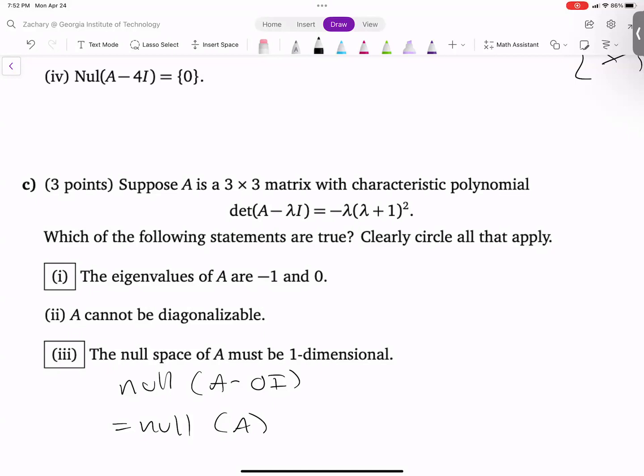Because to be diagonalizable, we need to fill C and D, right? And we know we can always fill D: 0, 1, 1, and 0 everywhere else. We know there's some eigenvector for 0. We know there must be at least one eigenvector for 1, but we don't know if there's a second. So since we can't guarantee there's a second, we don't know if it's diagonalizable.